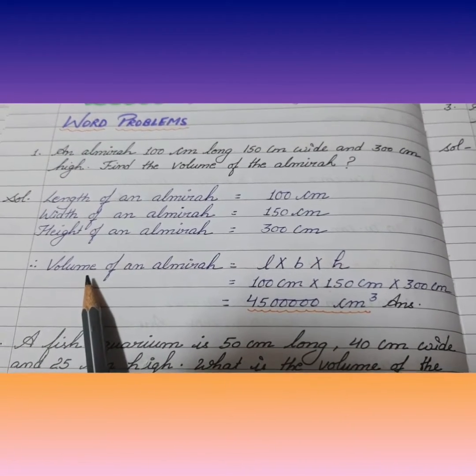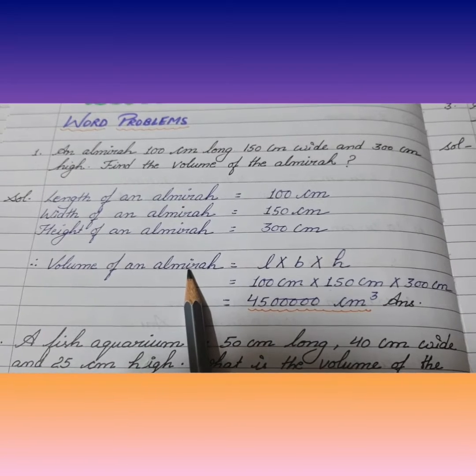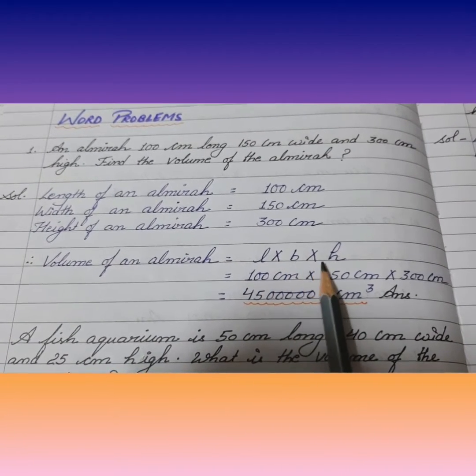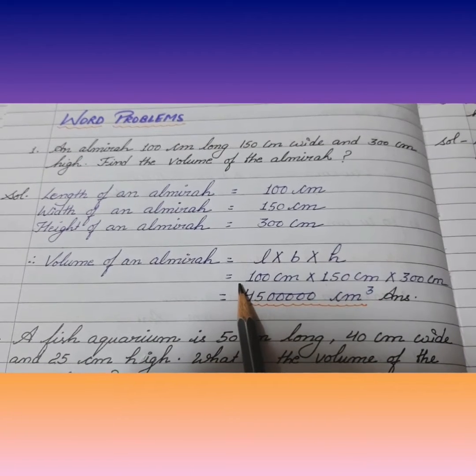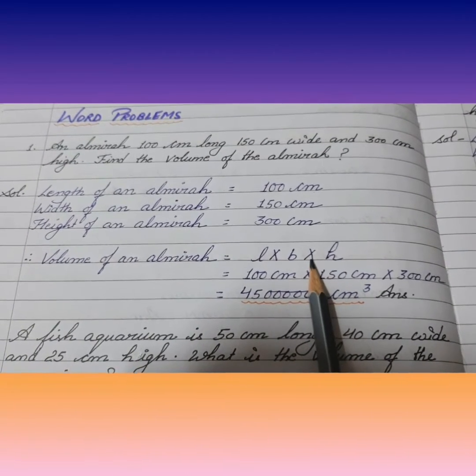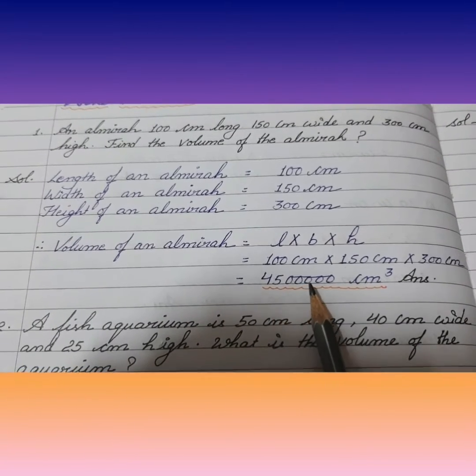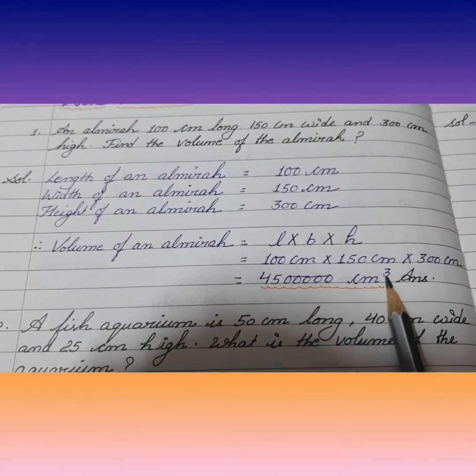Now we have to find out the volume of the almirah, and we all know the formula. Volume is equal to length into breadth into height. Now we have to put the values in the given formula. After multiplication we will get 45 lakh centimeter cube.